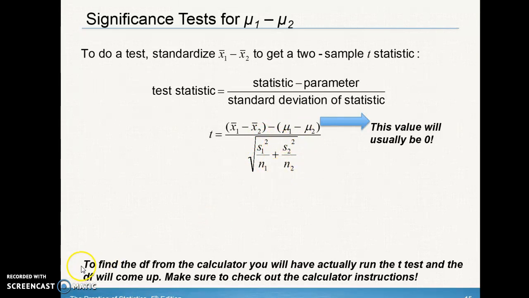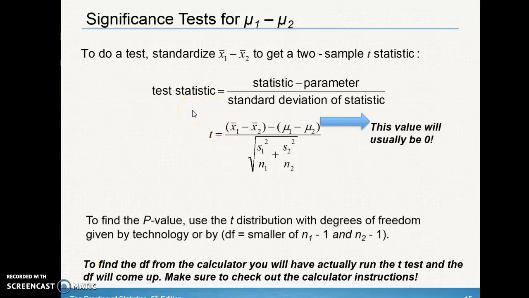Now, you're going to have to state your degrees of freedom since we have a test statistic T. When you do that, I would highly suggest getting your degrees of freedom from your graphing calculator, and you're going to need that in order to find your p-value. So to find the p-value, you're going to use the T distribution with degrees of freedom given by technology. Your graphing calculator will give you the degrees of freedom.